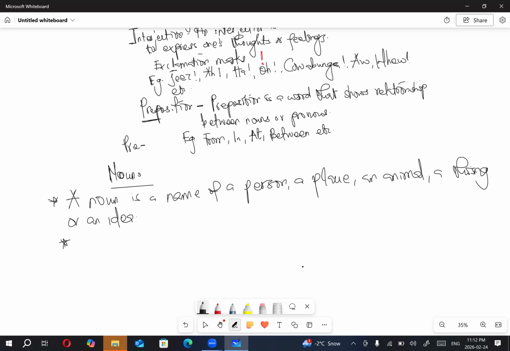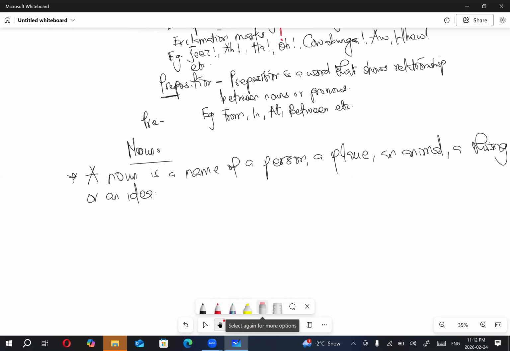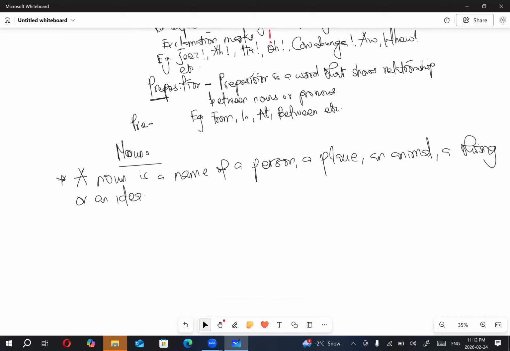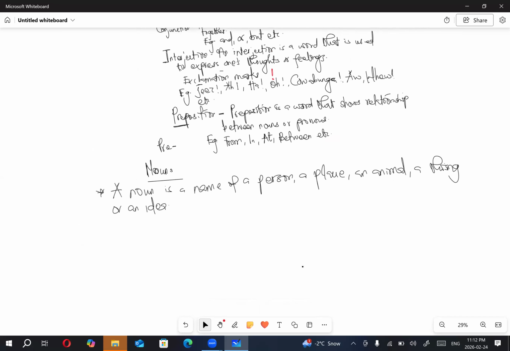Okay, I guess I have to talk about that. So, this we know. If you are being asked what a noun refers to, it's a name of a person. So, Amma, Anderson, Andrews, these are names of persons. A place, Amma, Sama, Taifa, and so on and so forth. An animal, a thing, or an idea, okay.